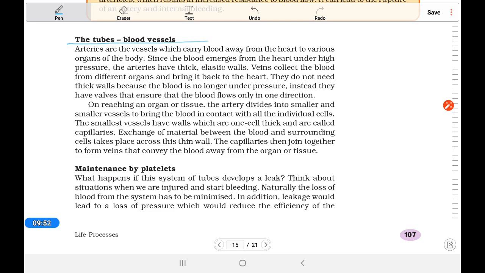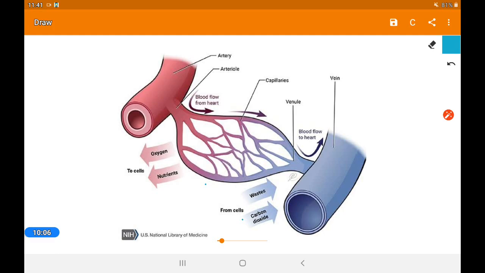Next part, the tube, the blood vessels. Here arteries, veins and capillaries, you know that our blood vessels. We can see their structure so that we can understand better. Here is the artery. In the artery, you can see that the wall is much thicker and the inside hole is narrow, whereas the vein is thinner. Normally, veins carry deoxygenated blood. Normally, arteries carry oxygenated blood.